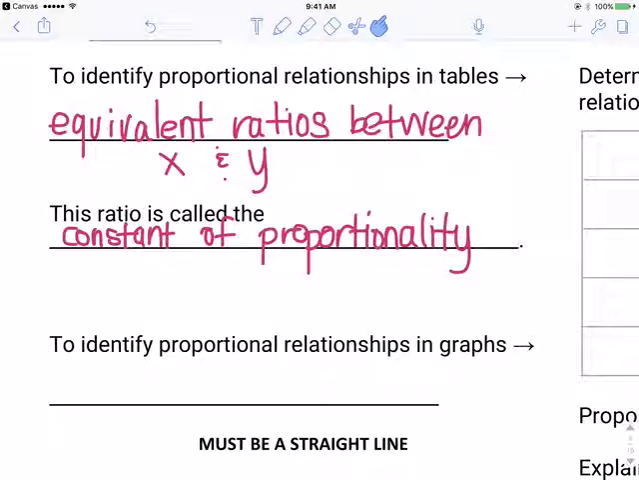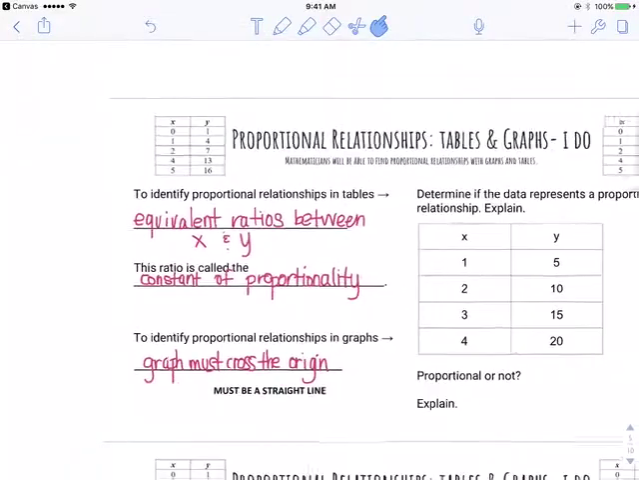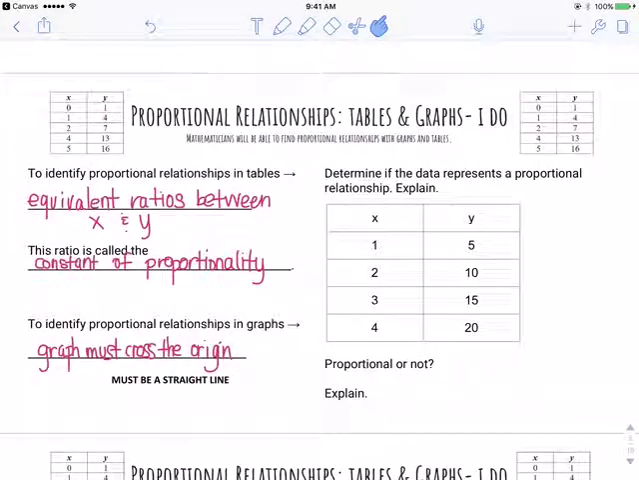And last, to identify a proportional relationship in a graph, so not a table now, a graph, my graph must cross the origin. So we're going to go ahead and look at some tables and graphs and determine are they proportional or not, and then we're going to tell why. That explanation could be in numbers, it could be in words. We just want to make sure that we're using numbers, words, or symbols.